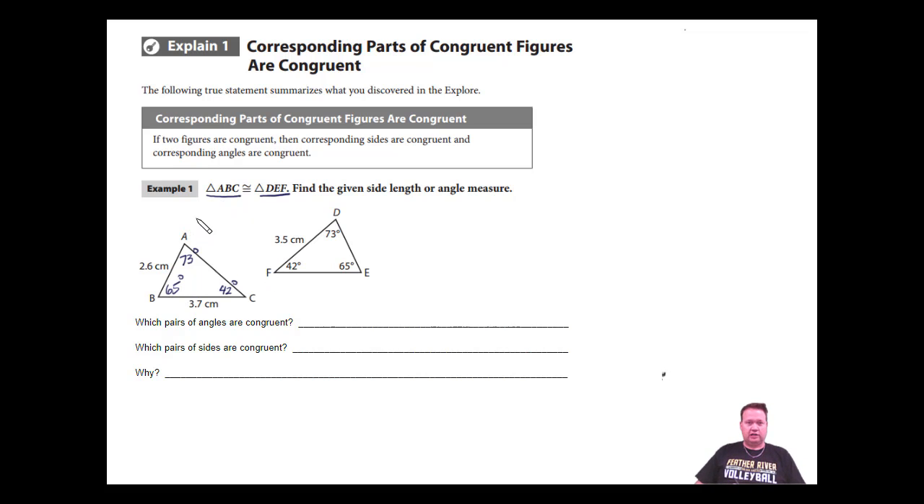And another thing that you can look at is if you look at the order for A, B, C, since A is the first letter, it corresponds to D because the order of the letters is important. So A, wherever we see an A on this triangle, it's going to correspond to D on this triangle. That's why angle A and angle D are the same. And just the same way, angle B is the same as angle E, so 65 degrees and 65 degrees.